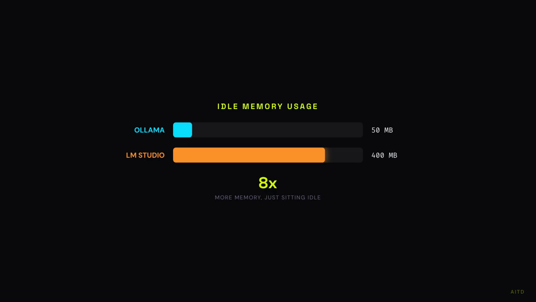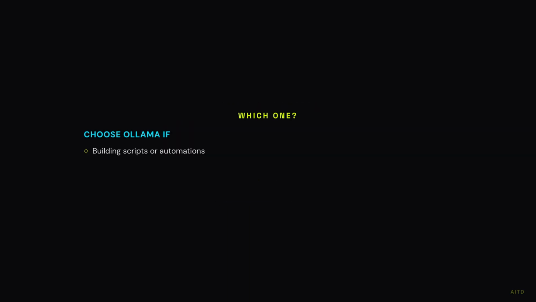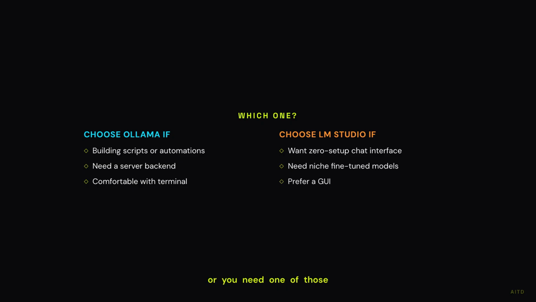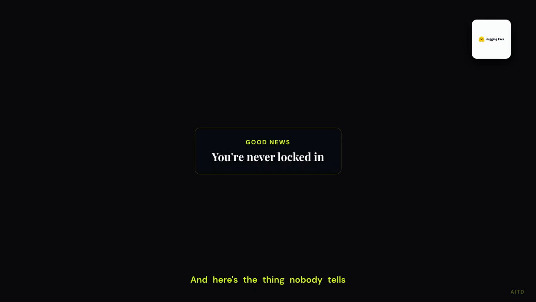So, which one should you actually pick? Choose Ollama if you're building scripts, automations, or a server backend, and you're fine with the terminal. Choose LM Studio if you want a chat interface with zero setup, or you need one of those niche, fine-tuned models from Hugging Face. And here's the thing nobody tells you. You don't have to pick one forever. Both tools read the same model format, so you're never locked in.